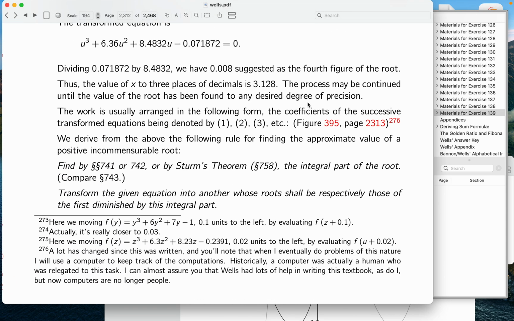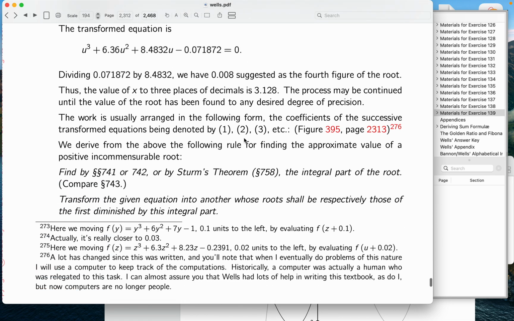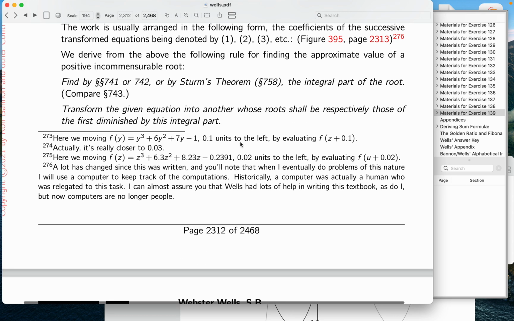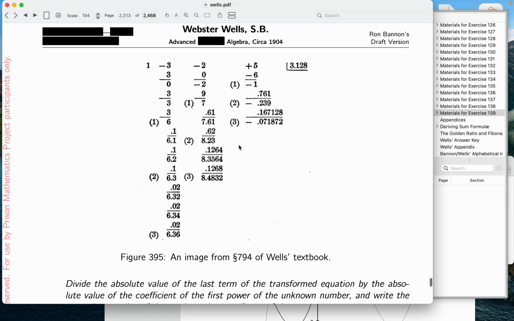He does a lot of computation. He rounds things off, because the computations are difficult. For example, over here, he's saying 0.239 divided by 8.23 is exactly 0.02. I put a little footnote over there saying it's not true, but it's close enough. I understand why he's doing it, by the way. He's trying to make his computations streamlined and more consistent with getting a solution to the problem.